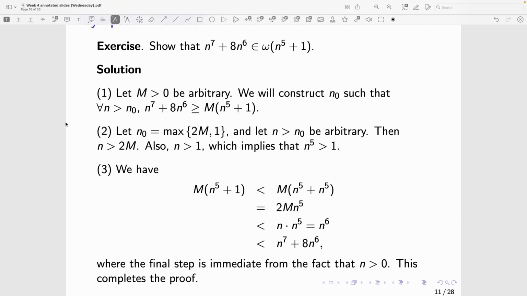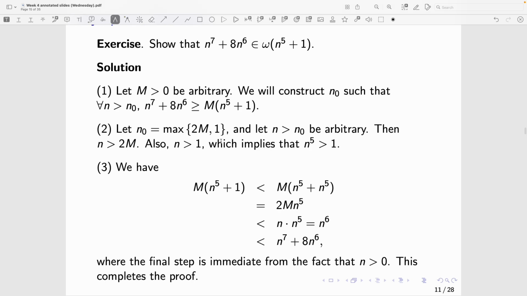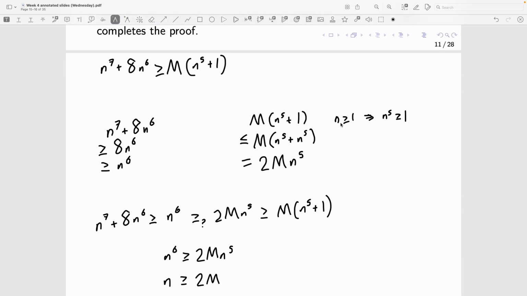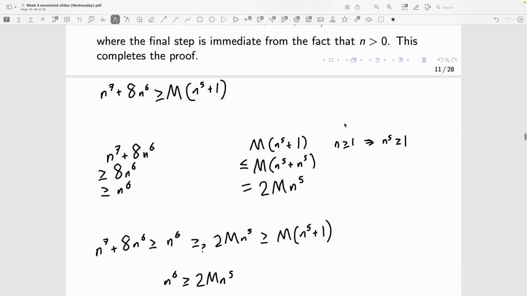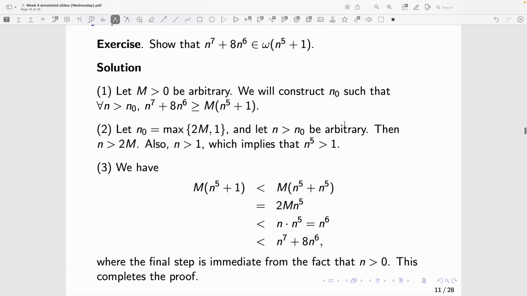Now it remains to prove it. We found earlier that n has to be at least 2m, so we do that. And where did this 1 come from? I think that was from this step of the rough work. We spell out the consequences of these choices. Then n is greater than 2m, and n is greater than 1, which implies that n to the 5 is greater than 1.